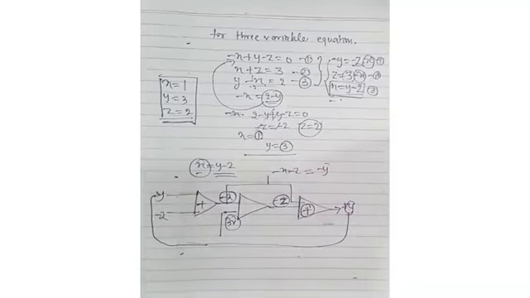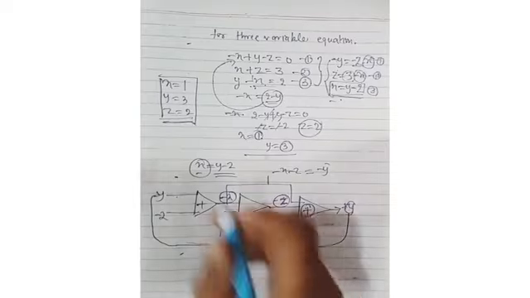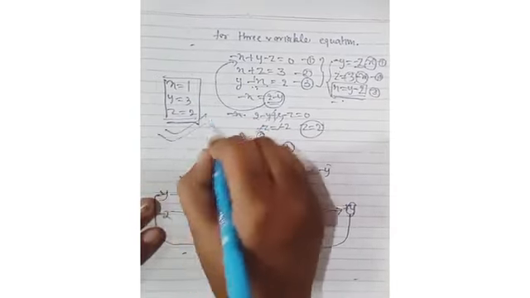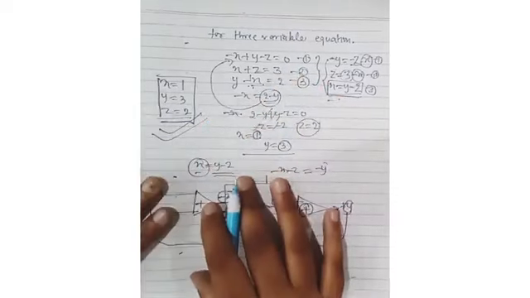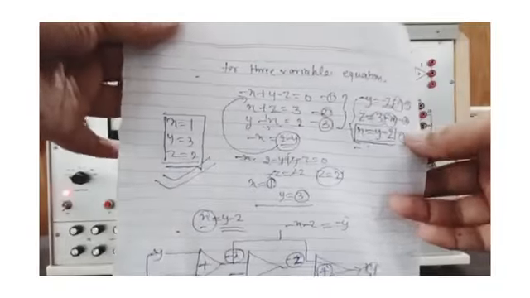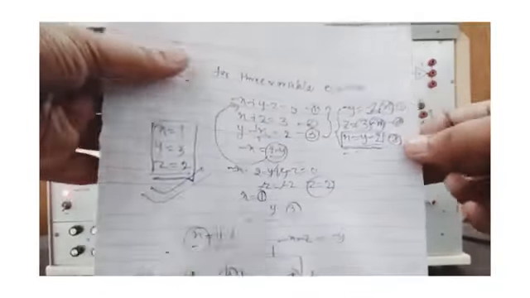Okay, so let's see this on our analog computer. After performing this, I should get this value. Now we are going to perform a three variable equation. From here you can see that I have solved this mathematically, and now I am going to perform this on my analog computer.